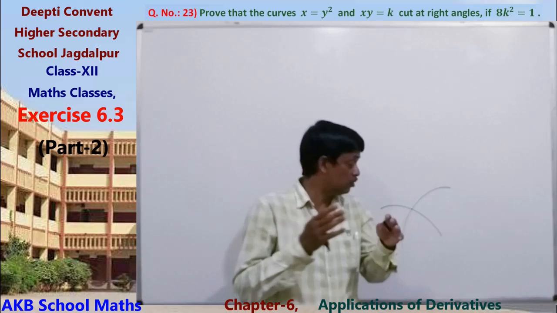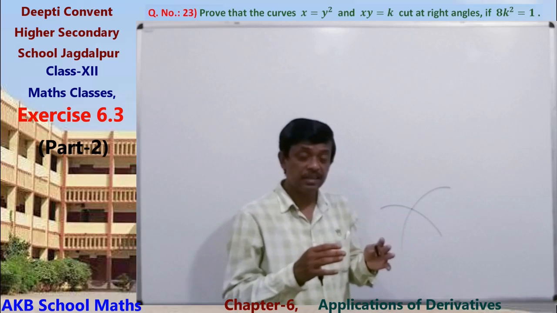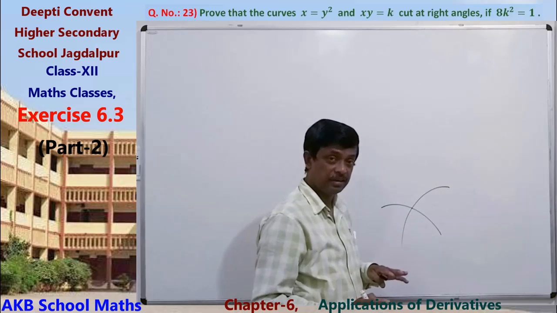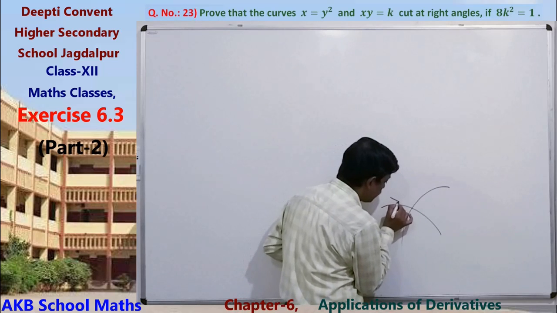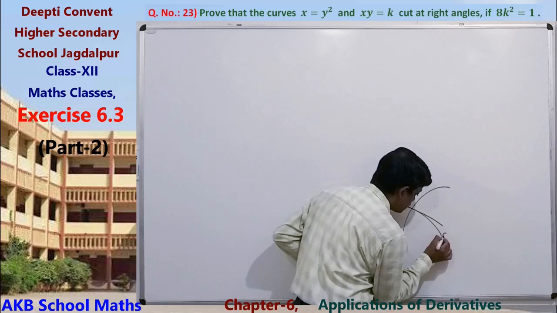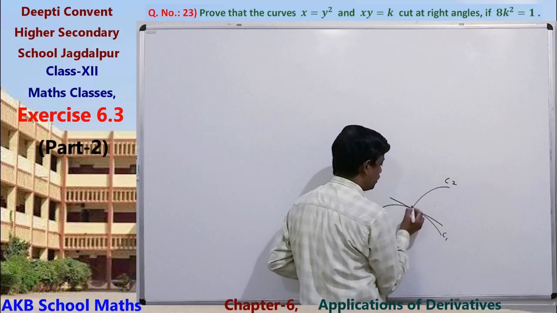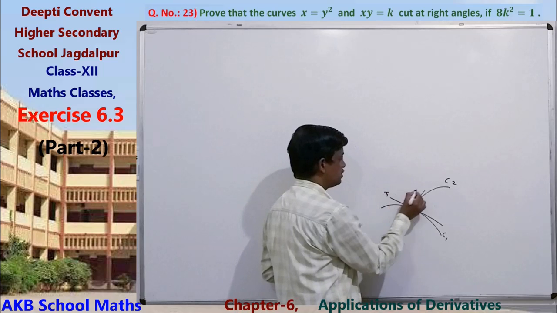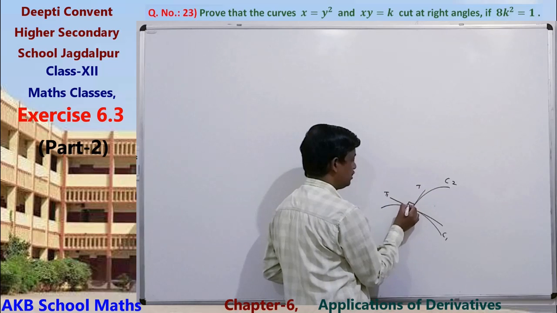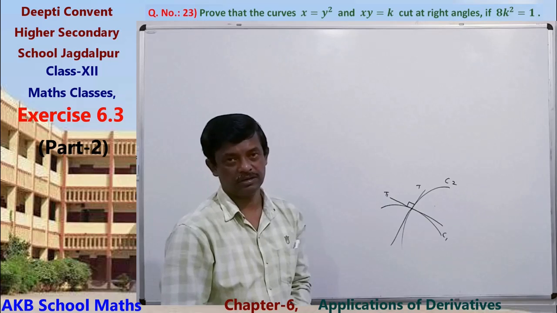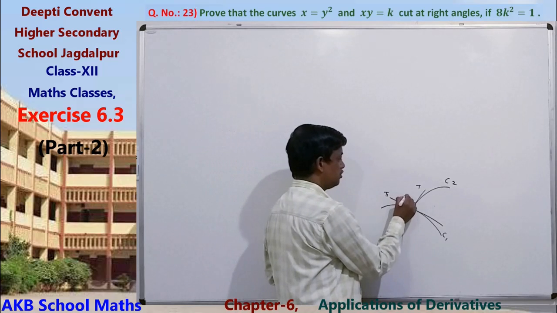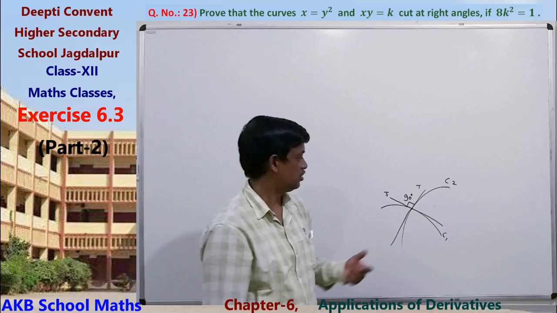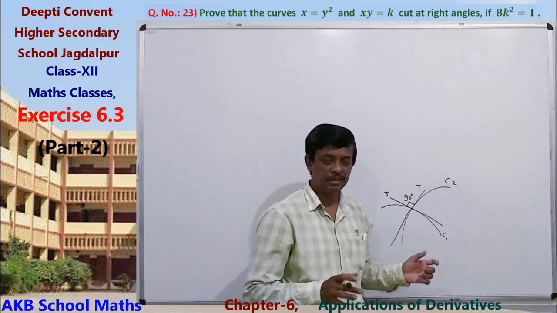When we say that the two curves cut at right angles, if the two curves intersect at this point, then the tangent at this point to the first curve and the tangent at this point to the second curve, this is T1, this is T2, should be perpendicular to each other. Clear? This should be perpendicular to each other. Then we say that the two curves cut at right angles.